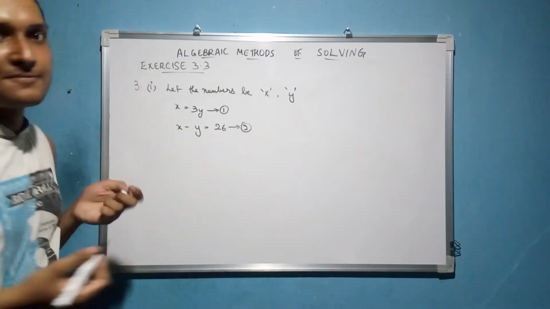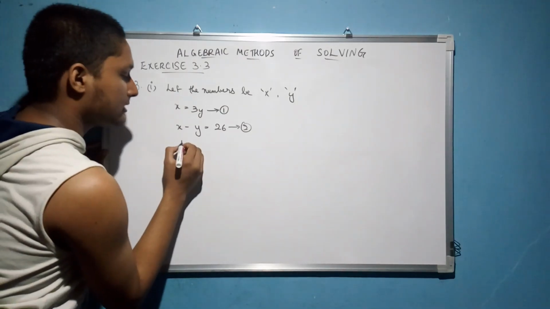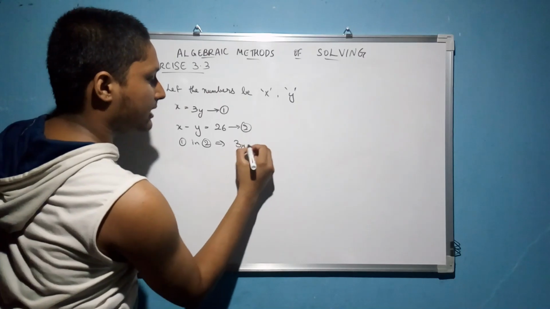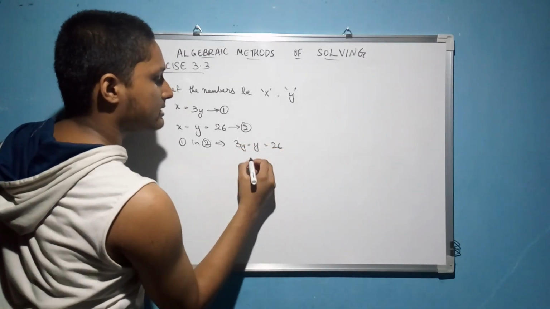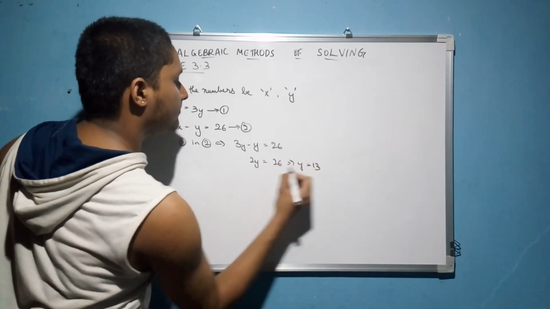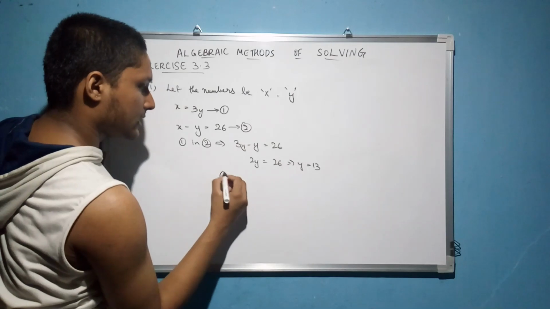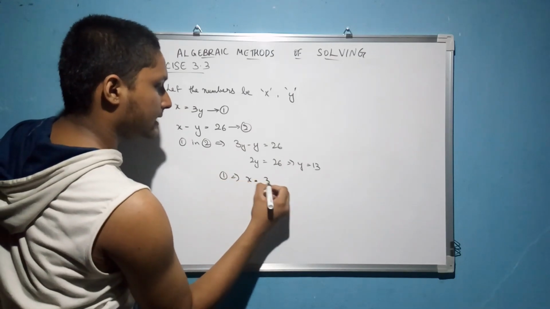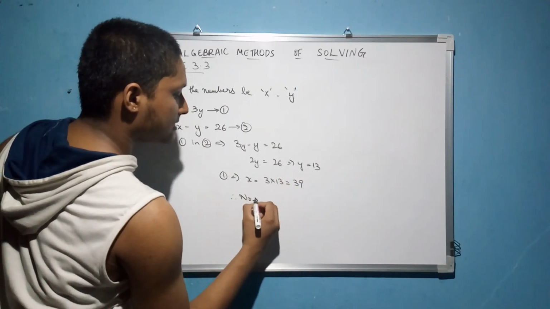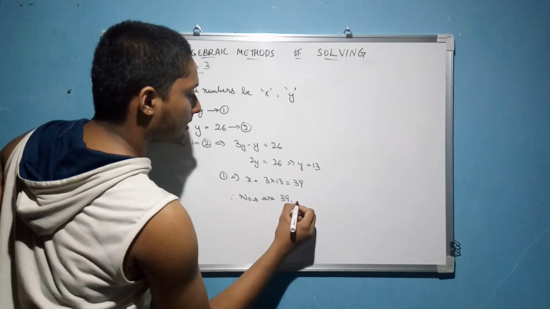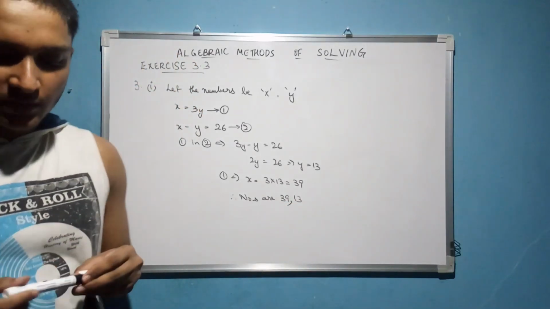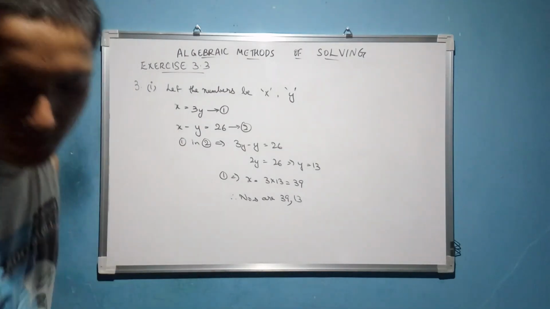Substitution method, this is however directly you got. So substituting 1 into 2, you get 3y minus y is equal to 26. That is going to be 2y is equal to 26. That is y is equal to 13. You are going to substitute in the first equation. You are going to get x is equal to 3 into 13, that is 39. Therefore, the numbers are 39 and 13.